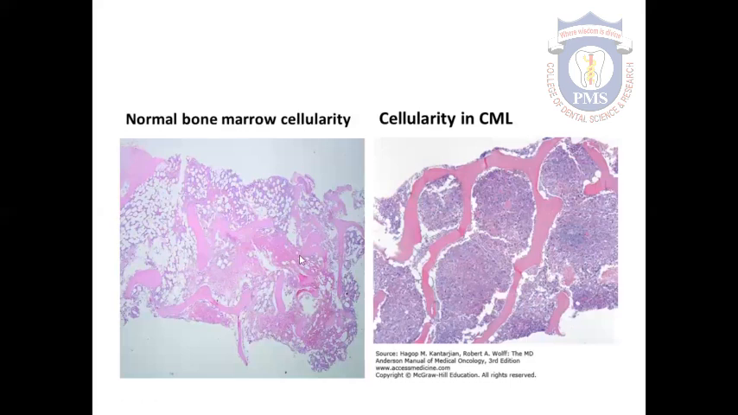This is the normal marrow cellularity in a normal individual, and this is the marrow cellularity seen in chronic myeloid leukemia. Here in this marrow, you can see that there are many fat spaces. This is a marrow of a normal adult, and all these white spaces are fat spaces. But when you see this marrow, there are very few fat spaces, and most of the marrow is replaced by hematopoietic cells, or the marrow cellularity is increased.